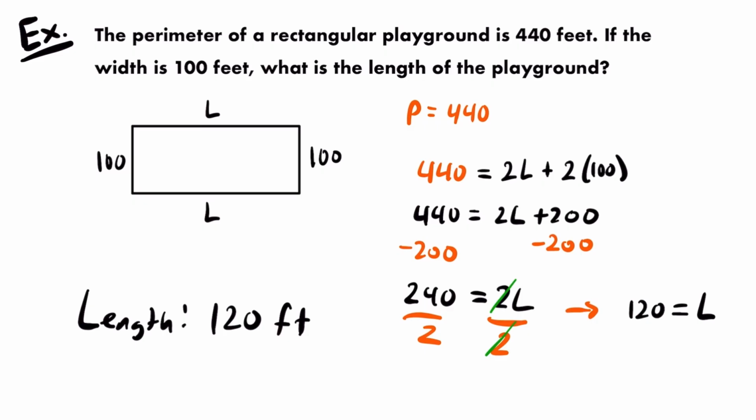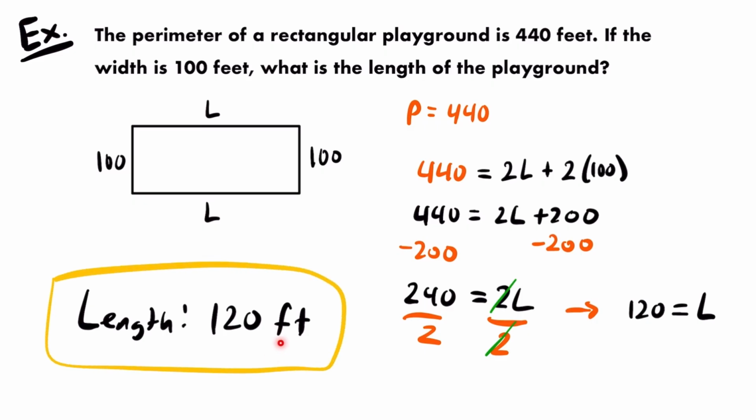Okay, and so that's it. We have now finished this example. If the perimeter of this rectangular playground is 440 feet and the width is 100 feet, then the length has to be 120 feet. All right, let's take a look at one more example for this video.